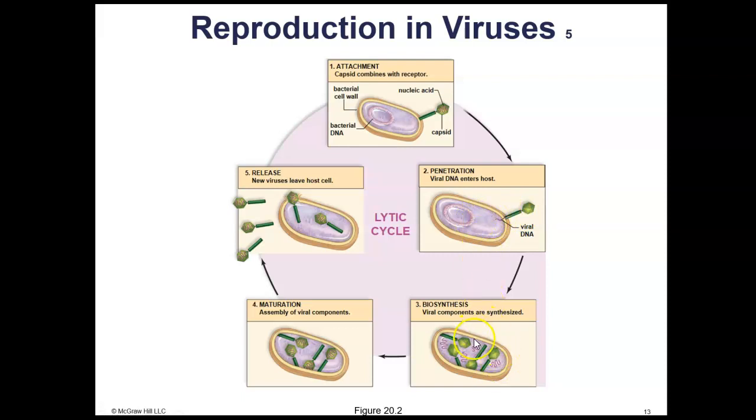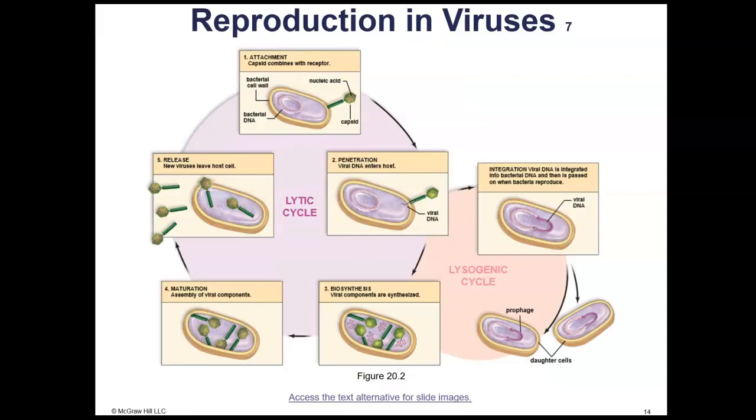The biosynthesis part is when the host cell now uses the genes from the viral DNA to create the components of the virus, which would be the capsid, the green capsid, and then the purple DNA. And then the components are assembled. That's called maturation. And now they're going to burst from the host cell, and that's going to kill the host cell. So that's called the release. This is the lytic cycle.